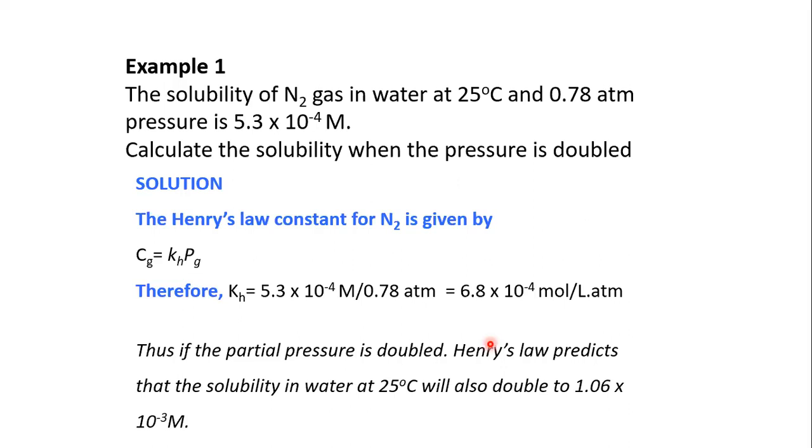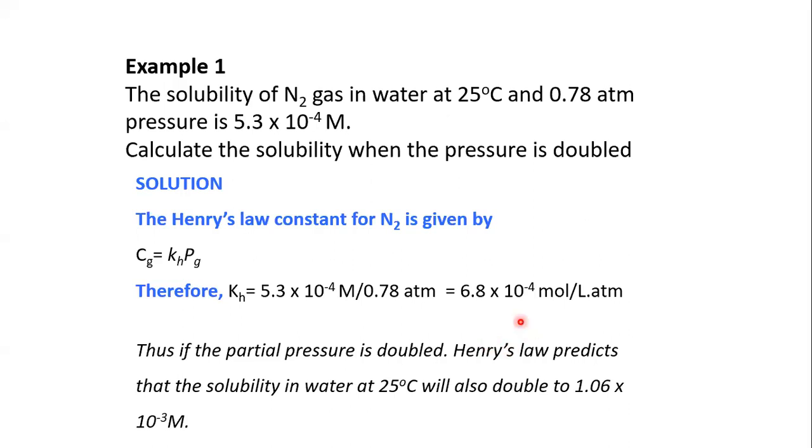So in this case, we're going to apply the Henry's law constant for nitrogen, given by C is equal to KH times P of g. Remember your Henry's law: concentration is equal to pressure times the Henry's constant. So from here, you're going to calculate your Henry's law constant. That's the first thing you want to calculate. Once you get your Henry's law constant, as the name implies, it is a constant. You can then use this constant for when the pressure is doubled. And you can see that in the example.